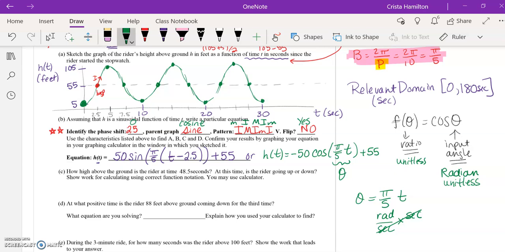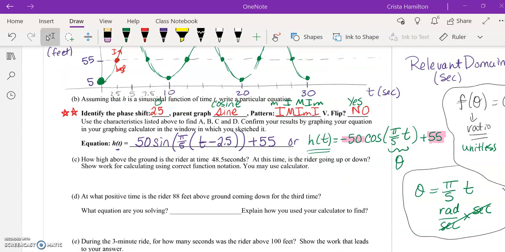And so that allows the output, the h of t, to take on whatever units the midline and the amplitude have. In this case, the y-axis was in feet. Because the cosine ratio has no unit, we're multiplying by feet and adding feet to it, so our height, our output, is measured in feet. This gives us a way of working with applications where we can set the x and y-axis to be the units that we want. All right, let's continue down through the problem and take a look at part C and beyond.